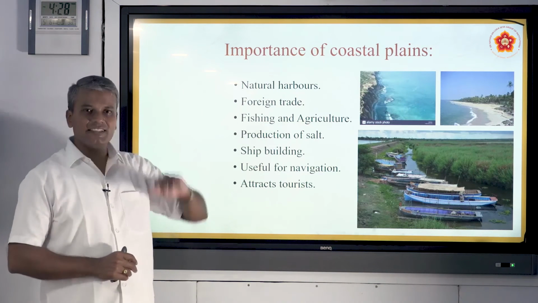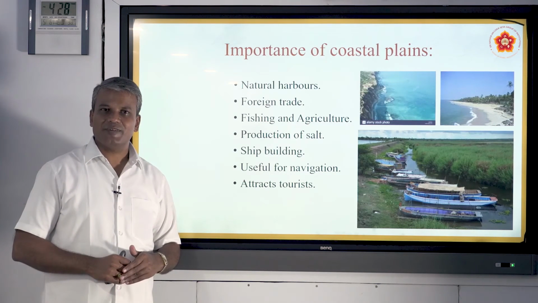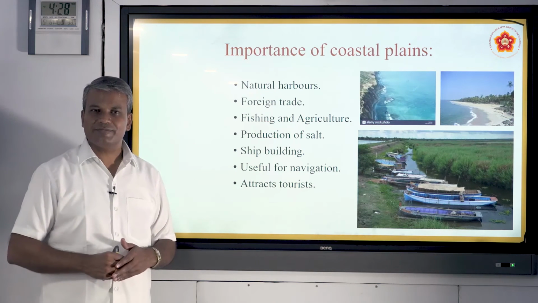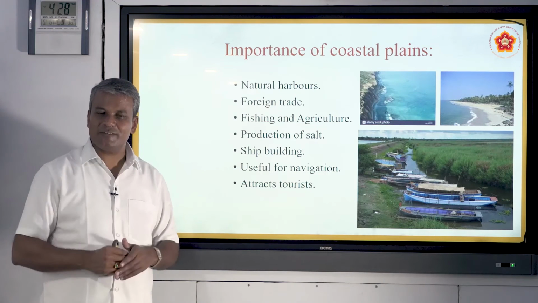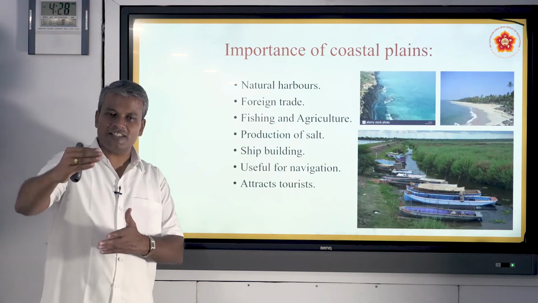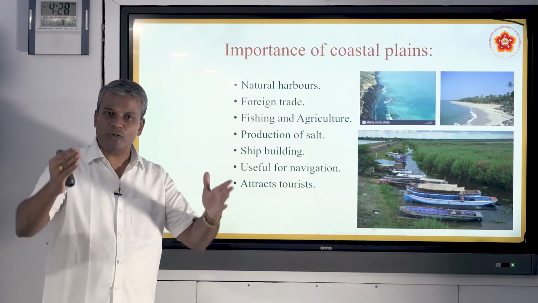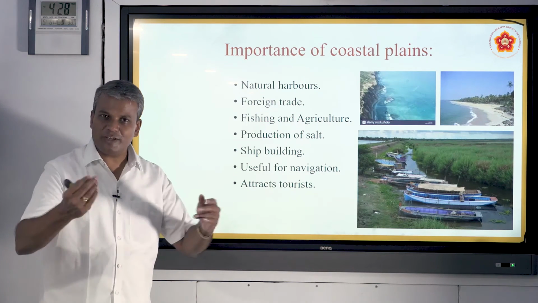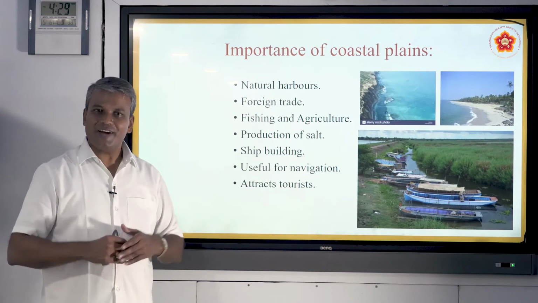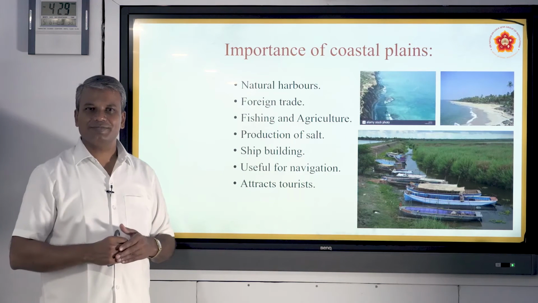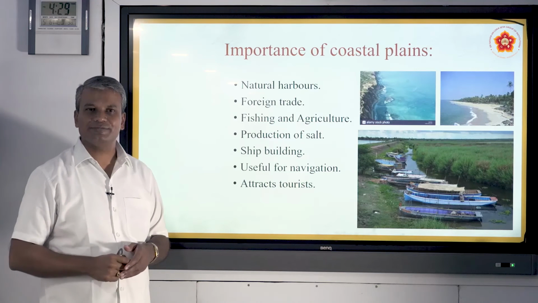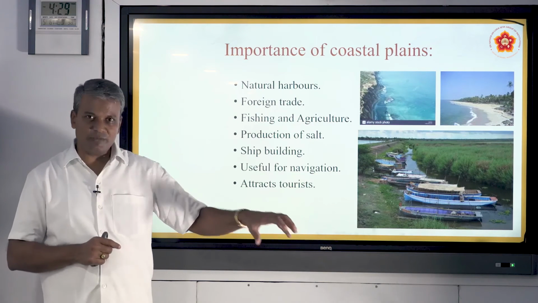And fishing and agriculture. Fishing and agriculture are primary activities. In the occupation structures, 3 varieties of occupations are there: primary occupation, secondary occupation and tertiary occupation. Fishing and agriculture come under the primary occupation, obtained directly from nature.